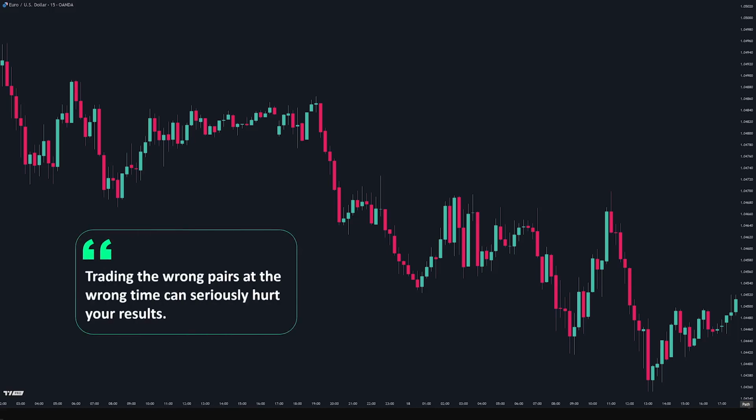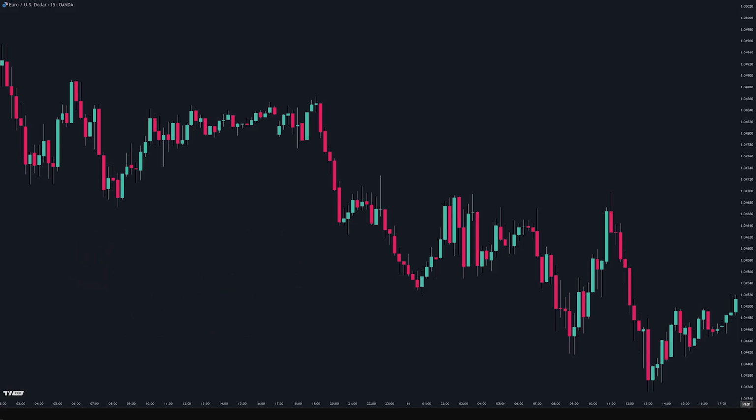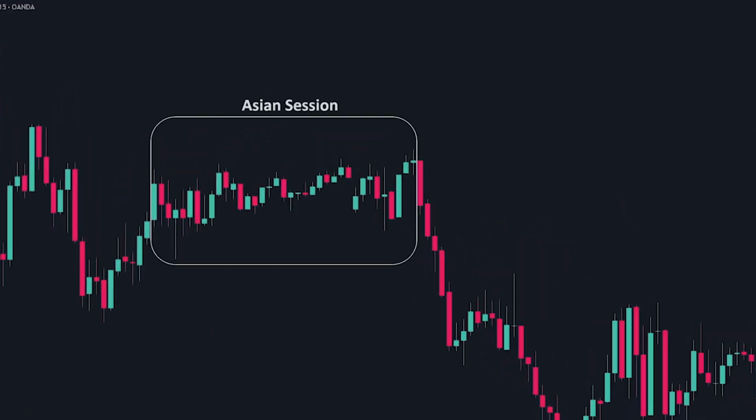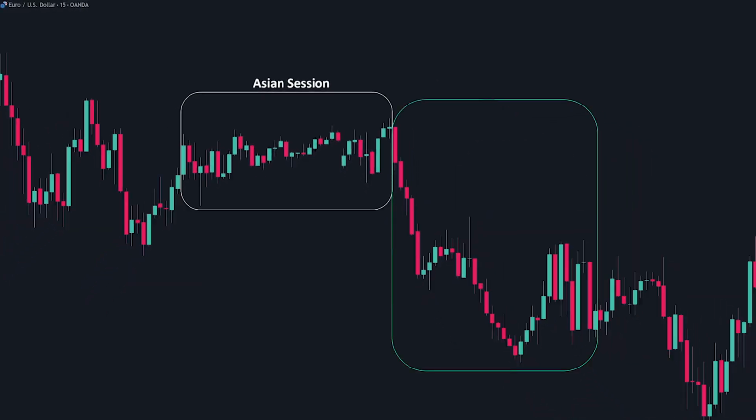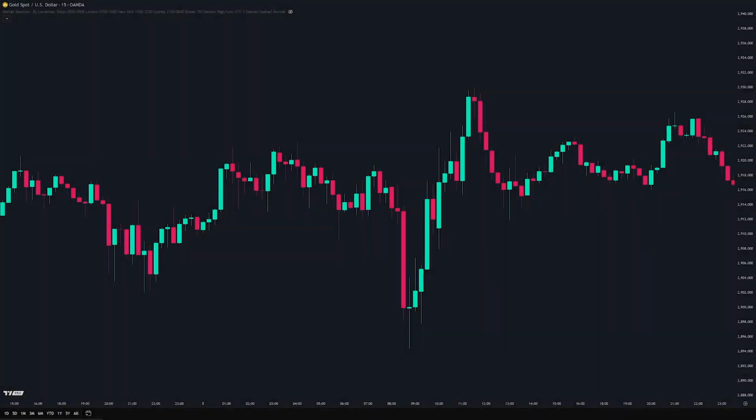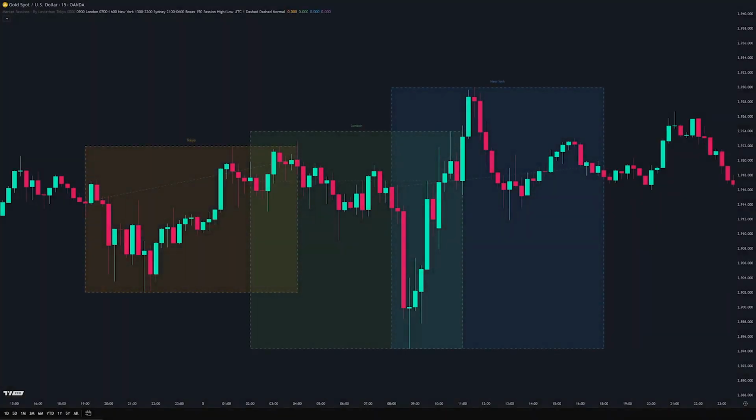Trading the wrong pairs at the wrong time can seriously hurt your results. For example, did you know that trading euro-dollar in the Asian session is like fishing in a dry pond? But during London, it's a whole different game. Or that if you're trading gold the same way in every session, you're already behind?